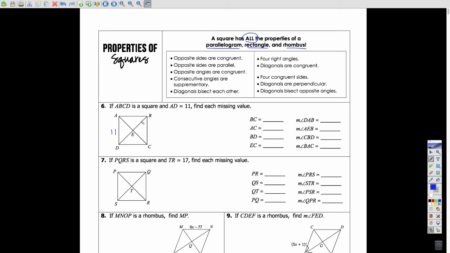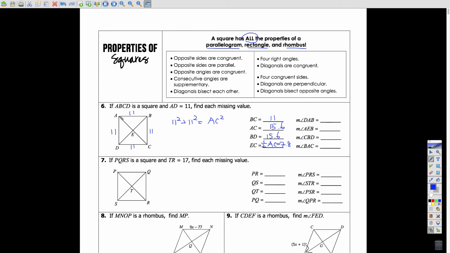So BC obviously has to be the same at 11. AC, if one side is 11, all four sides are 11. So in this triangle, I should have 11 squared plus 11 squared equals AC squared. And you should have 15.6 once you finish that calculation. BD obviously has to be exactly the same. And EC obviously has to be half of AC at 7.8.